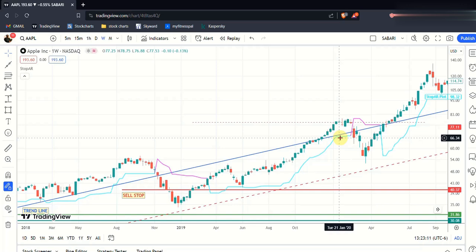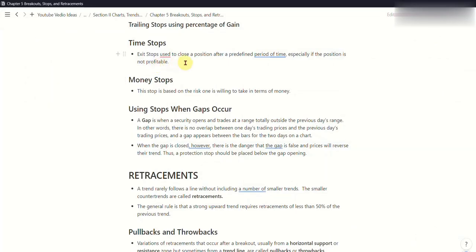Time stop. There are time stops: exit stops used to close a position after a predefined period of time, especially if the position is not profitable. For example, if I'm getting into a position and it is not profitable for a specific duration, maybe 1 week or 15 days, depending, then I'll exit that position, which is called a time stop.